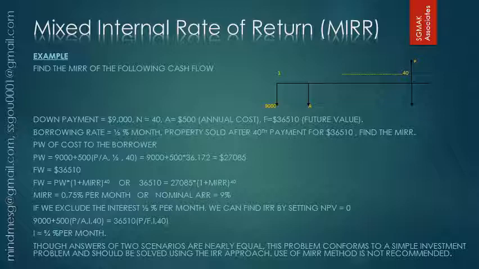But the problem really conforms to a simple investment problem, where you've got all inflows followed by just an outflow. And in the very last year you have a net outflow, if you look at it that way. So it's recommended that you solve it as an IRR problem. One reason is that the way the problem is structured, we couldn't use the investment rate, which is typically higher than the borrowing rate of 1% per month.